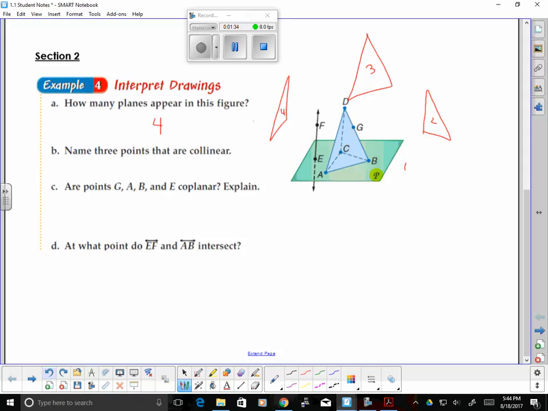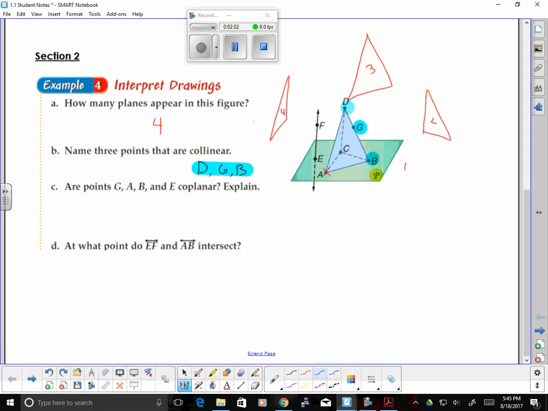Name 3 points that are collinear. I think there was only one choice. We look at D, G, and B. We can see that those particular points, D, G, and B, are all together on that same line. We would not consider F, E, and A, even though the letters are collinear. We can see that A is not on line FE.